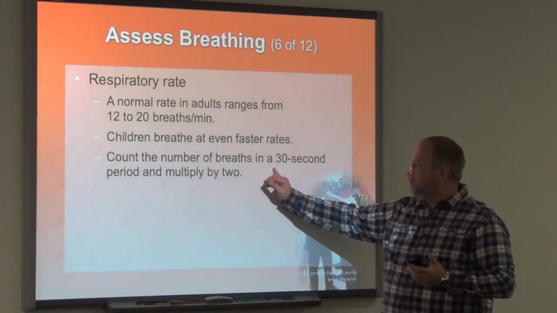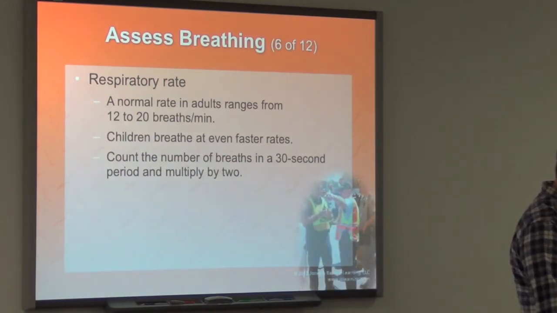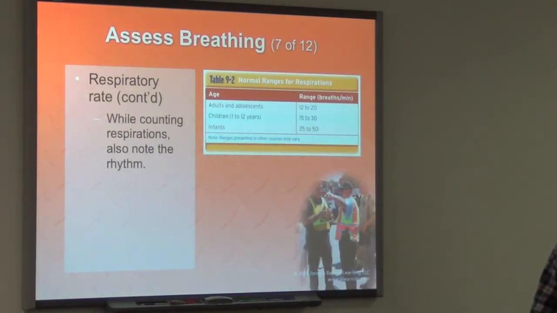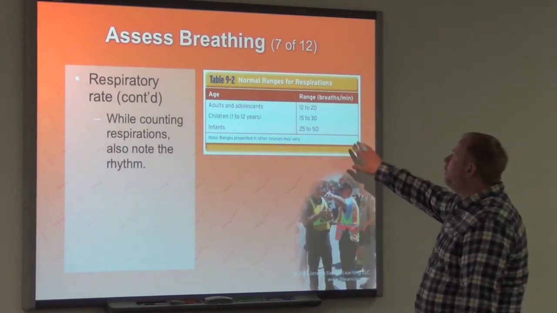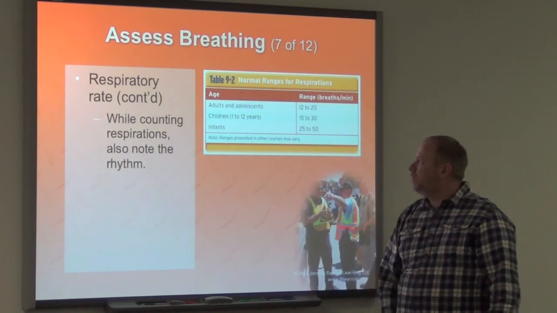So how are we going to count? We learned how to do this for vital signs, right? Count for 30 seconds multiplied by 2. Alright, so adults, here's the normal ranges: 12 to 20, children 15 to 30, infants 25 to 50.